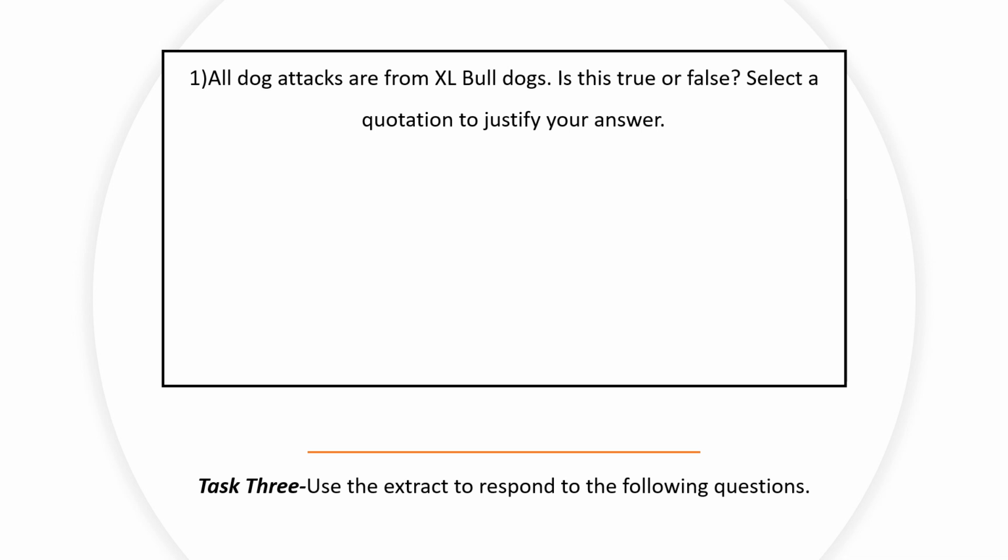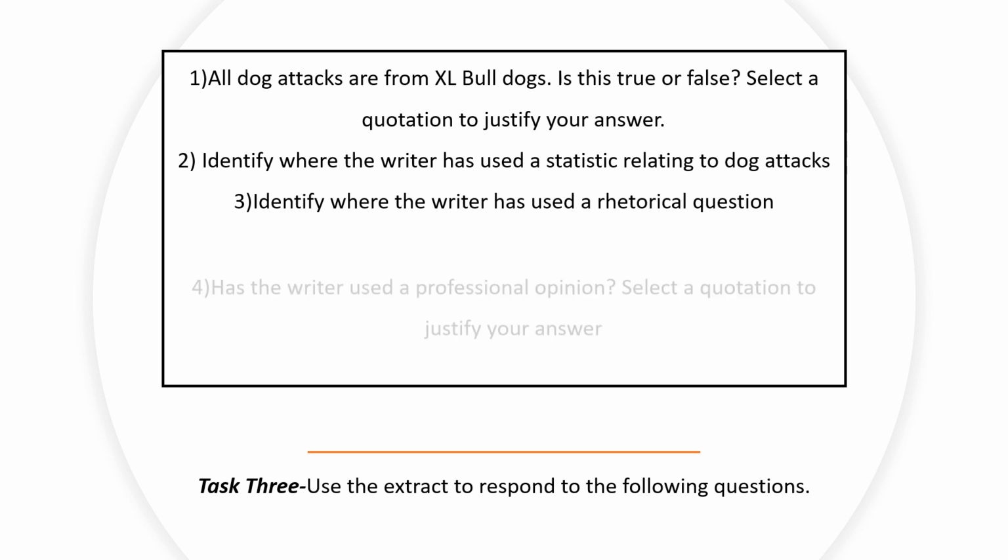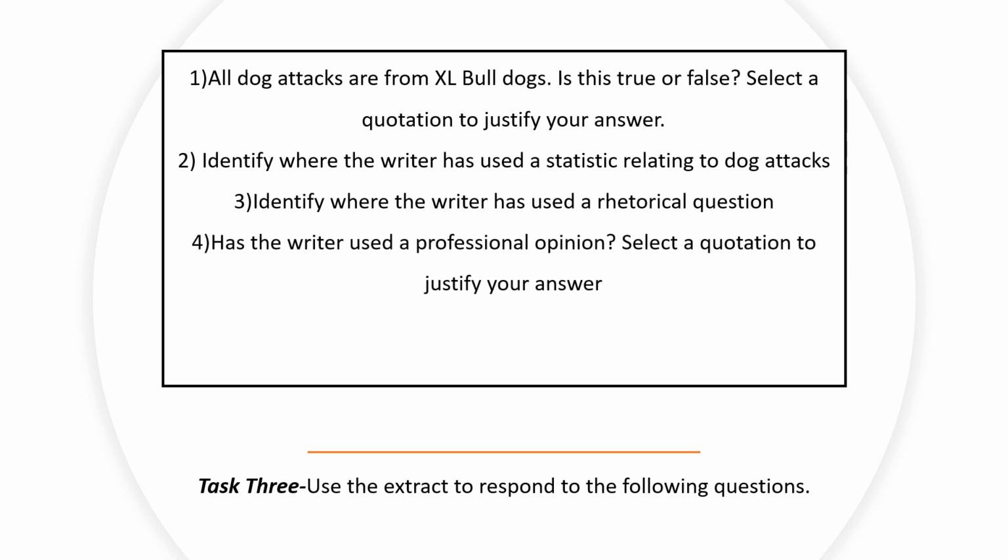If you're not too sure what we mean when we talk about a quotation, we mean selecting a piece of evidence from the text to support your point of view. Number 2, identify where the writer has used a statistic relating to dog attacks. Number 3, identify where the writer has used a rhetorical question. Number 4, has the writer used a professional opinion? Select a quotation to justify your answer.